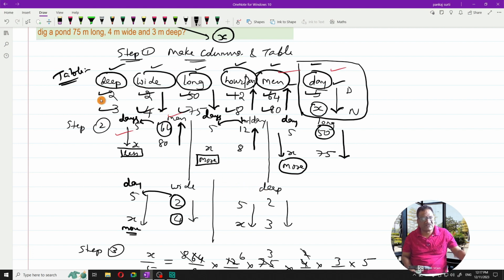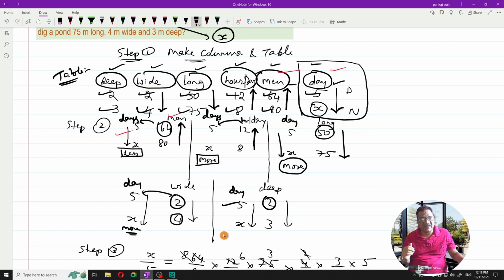And again the last column, that is depth. This is the days column, 5 and x. This is the depth column, 2 and 3. Now ask the same question: for a 2-meter deep hole, it will require 5 days. If you want to dig a 3-meter deep hole, 3 meters means there will be more work.